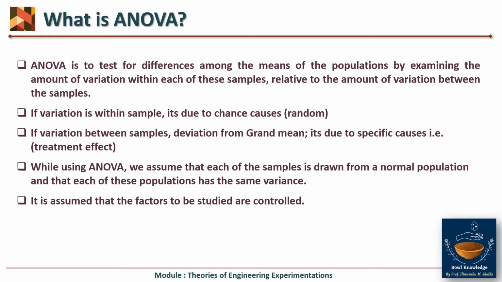If the variation is within sample, it is due to chance causes. Now why am I using the word chance causes? This terminology comes from quality engineering, that what are the chance causes and what are the assignable causes. We can simplify it as avoidable and unavoidable causes. So how does variation come in anything, in any of your readings or data? Due to error. Now what can be the causes of error? So there are avoidable causes of error and unavoidable causes of error.